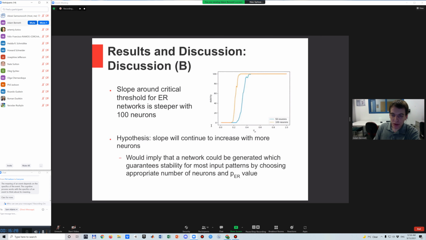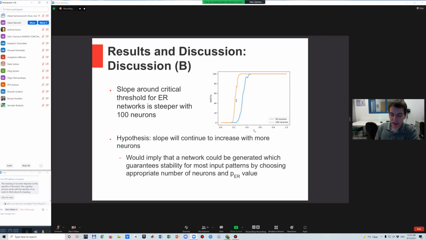The interesting things, there's two. The first is if we compare the ER results for the 50 neuron networks and 100 neuron networks, and we look at the region just around that critical threshold, we can see that the slope is actually higher in the larger network. And our hypothesis is that as the size of the network increases, the slope of that region around the critical threshold will also increase to a point.